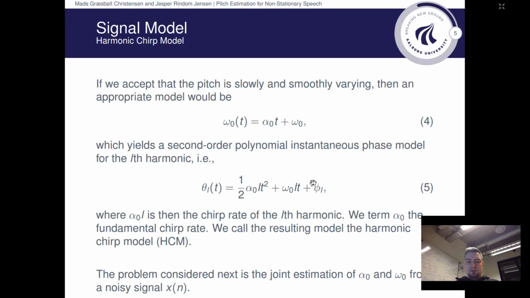And when we take this equation here in equation 5 here and plug it into the original model on the previous slide, then we get what we call the harmonic chirp model. And the problem that we'll now look into is the joint estimation of this alpha_0 and omega_0 from a noisy signal x(n).